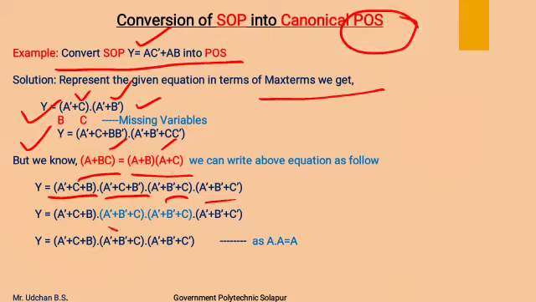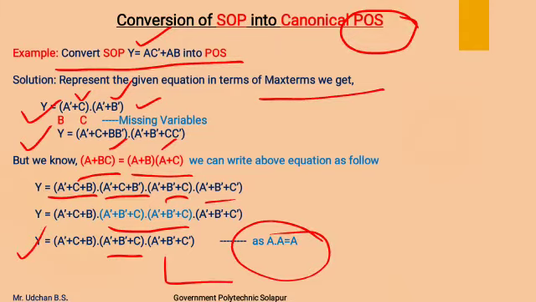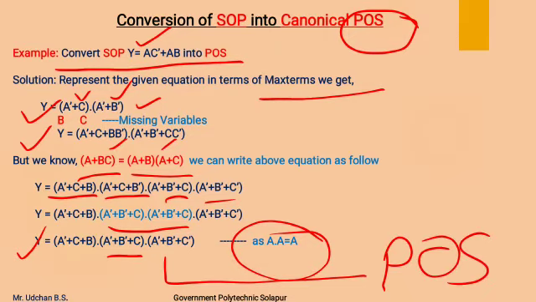So these two A bar plus B bar plus C can be written as one A bar plus B bar plus C, as we know A into A gives you A as per AND law. This is how we have converted a standard SOP into a canonical POS form.